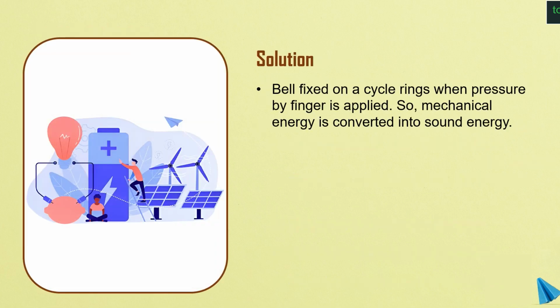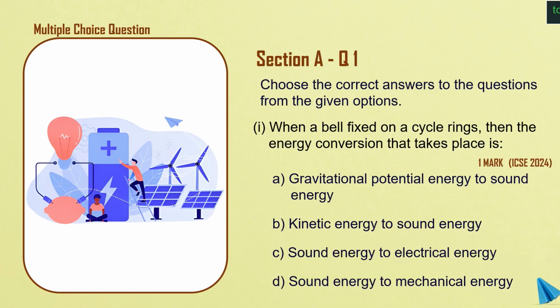So here we can say that the bell that is fixed on the cycle rings when pressure by fingers is applied. So mechanical energy is converted into sound energy in this particular example. So what is the right answer? Kinetic energy to sound energy, right?